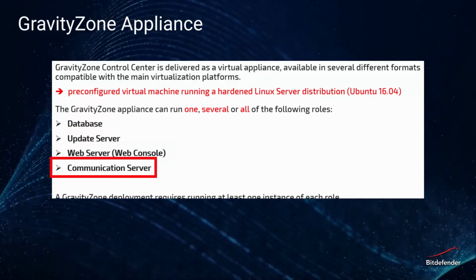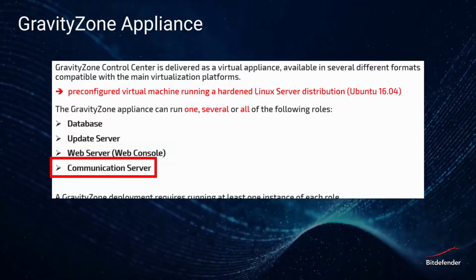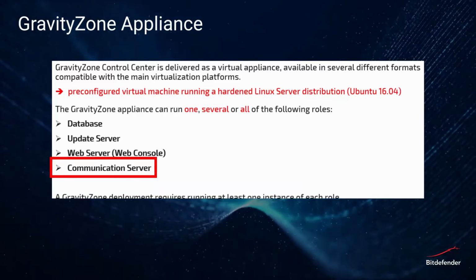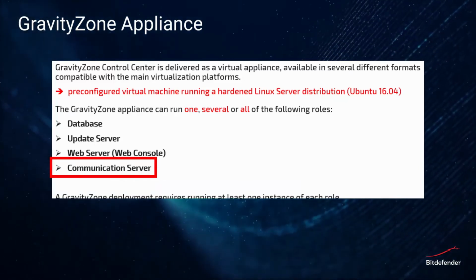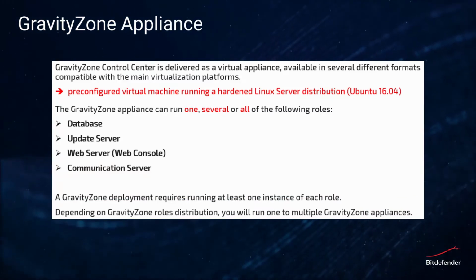The web console is delivered by a web server installed as a role on the GravityZone appliance. The communication server is the link between security agents and the database, transferring policies and tasks to protected endpoints and also the events reported by security agents. A GravityZone deployment requires running one instance of each role.